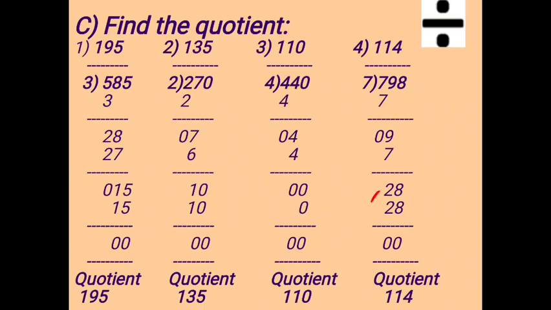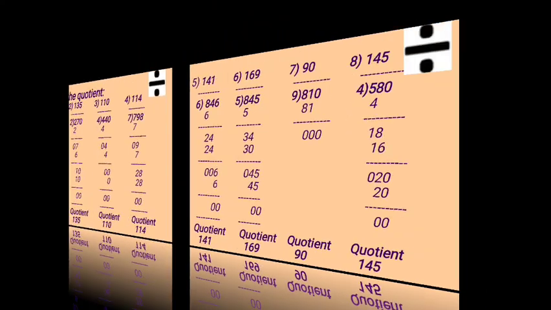Then again bring down the next number, that is 8. First you have to see in the 7 table where there is 28. 7 fours are 28. Then you have to subtract 28 minus 28. You will get the remainder as 0 and your quotient is 114. Next, fifth one.